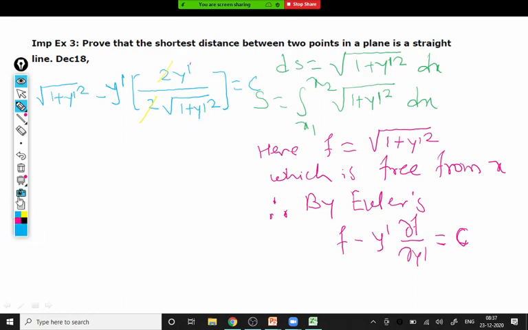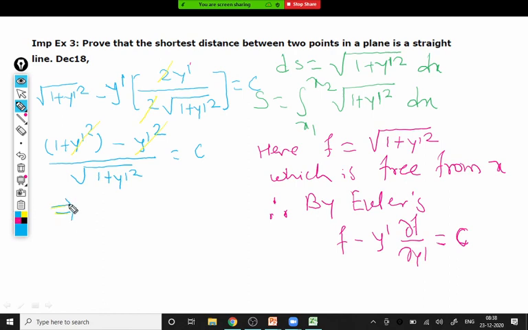Now we are going to cross multiply. So this becomes 1 plus y dash square minus y dash square, and this square root I will keep as it is. Root of 1 plus y dash square is equal to c, just cross multiplied. Again with a few simplifications, y dash square gets cancelled. What is our aim? Our aim is to solve it for y dash.